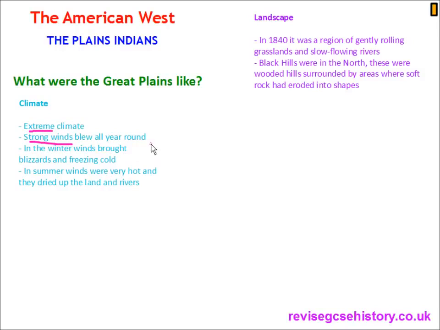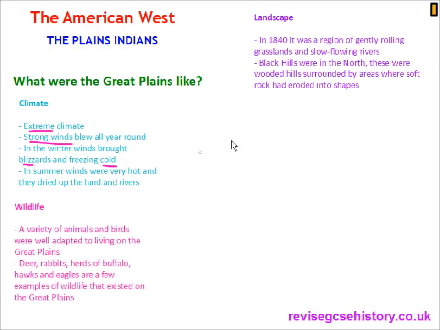Strong winds blew all year round. In the winter, winds brought cold blizzards and freezing cold weather. In summer, the winds were very hot and they dried up the land and rivers.